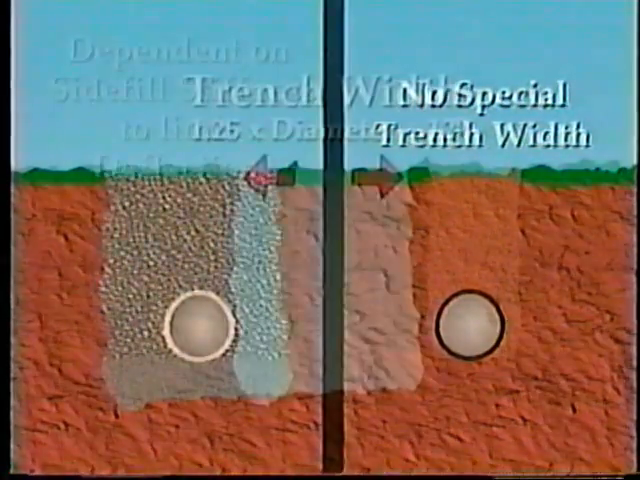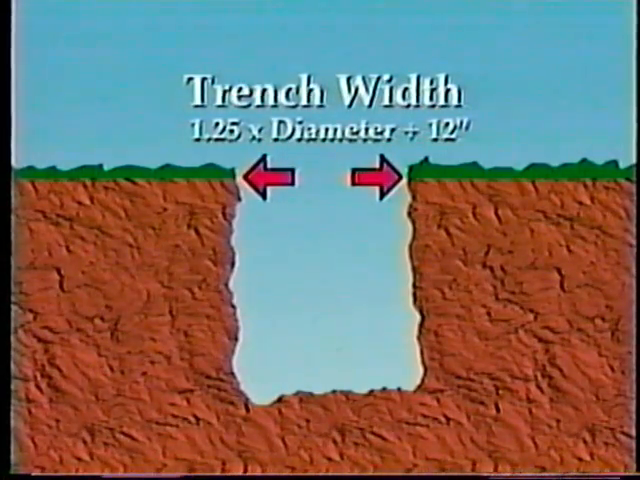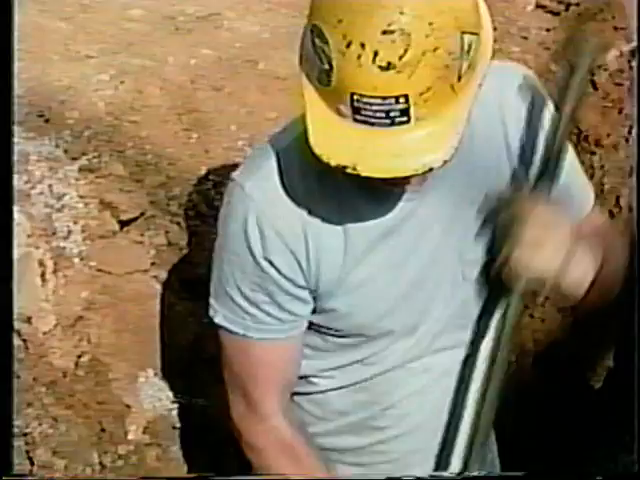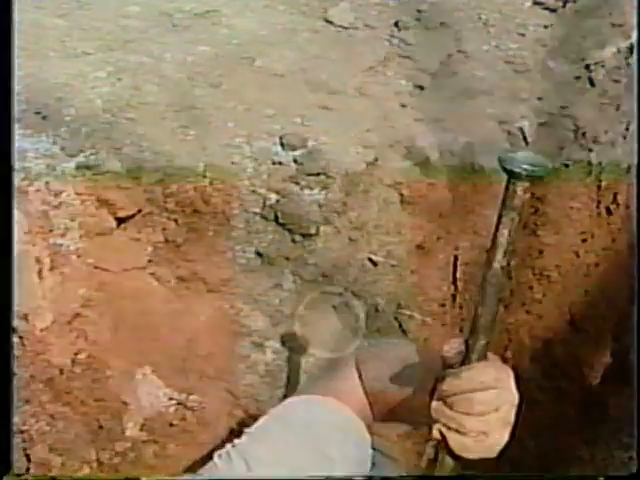ASTM D2321-89 recommends a trench width of the pipe outside diameter plus 16 inches, or pipe outside diameter times 1.25 plus 12 inches. This increased width is necessary to allow hand compaction in the spaces between the trench walls and the pipe. This additional compaction is required to enhance the flexible material's sidewall stiffness and to limit deflection.